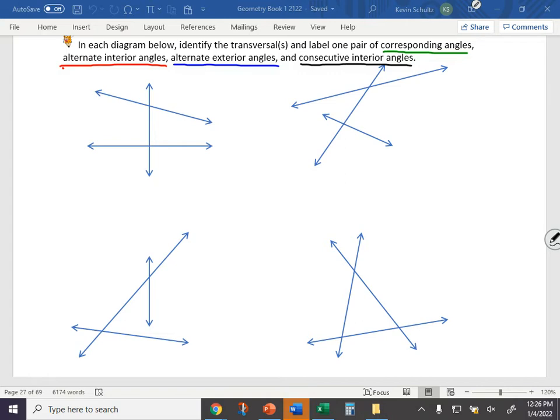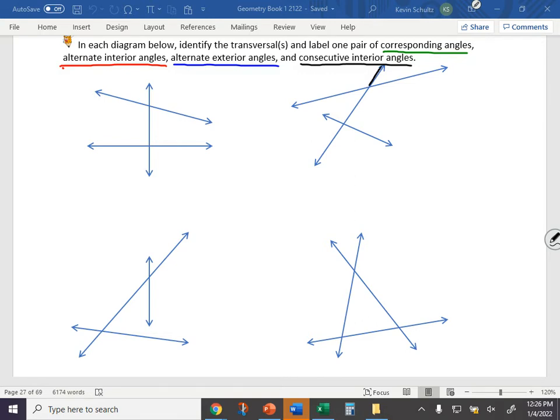fine too. Okay. But looking at this first one here, actually let's go to the second one because that first one looks a lot like what we had up top. Looking at the second one here, what's the transversal there? What's the transversal, Peter?